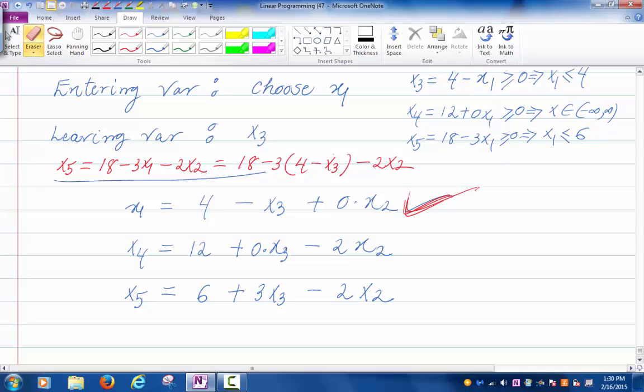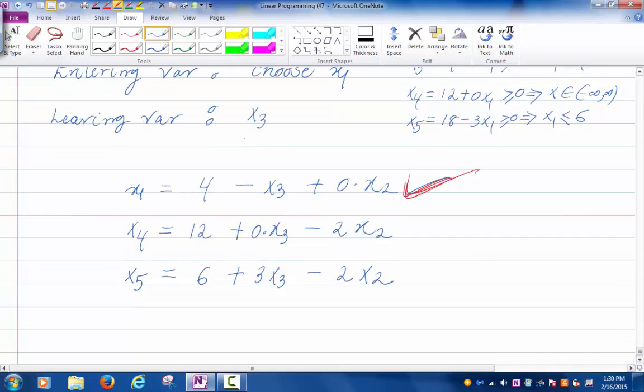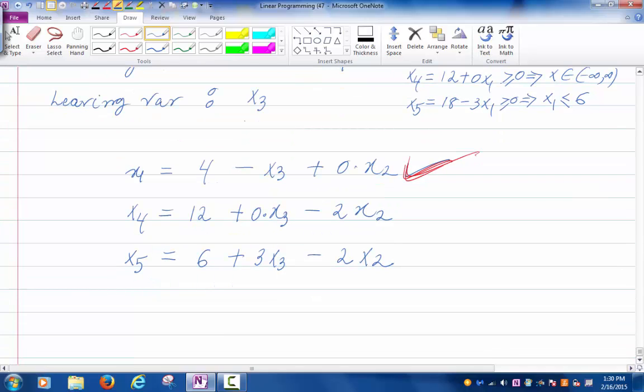Okay, so if you're okay with that, let me erase this work. Again, the idea is, first of all, go to the equation for the leaving variable, solve for the entering variable, plug that in every single equation, rewrite all the equations, and you're going to get your new table. I haven't done one more thing. I have to change the row for the objective function. So what would be the objective function now?